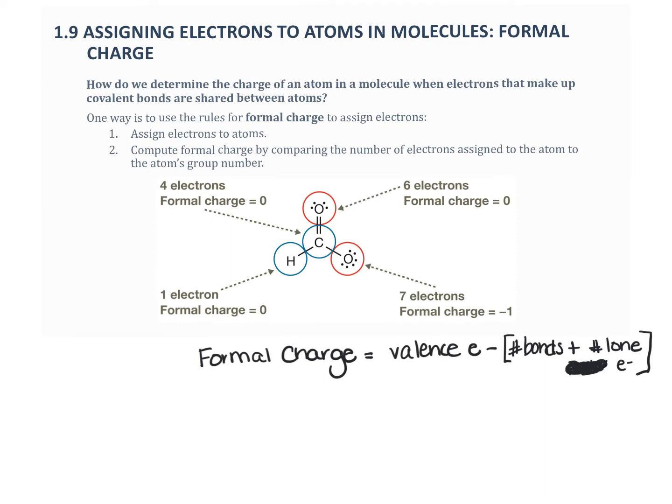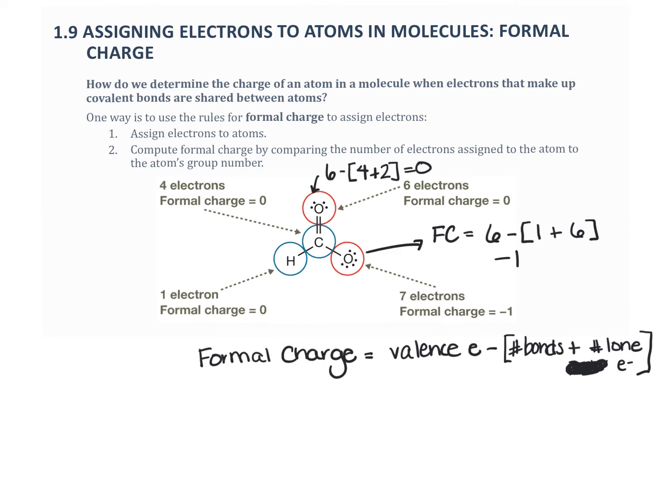So let's, for example, look at this oxygen right here, okay? Formal charge equals the valence electrons. And so we look at the periodic table and we see oxygen has 6 valence electrons minus there is one bond that's attached to this oxygen. And then we count the number of lone electrons and there are 6, right? And so when we do this math, we see the formal charge is -1. We can get the formal charge here on this oxygen, which has a different distribution of bonds. And we can say, look, we have 6 minus 4 plus 2, and that gives us 0. So this, I feel, is a really great way to figure out our formal charges.